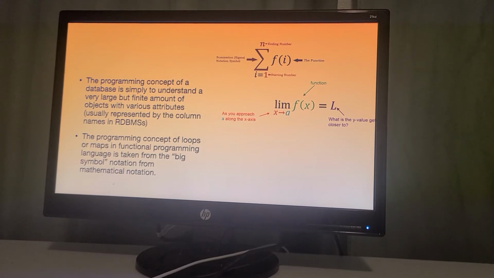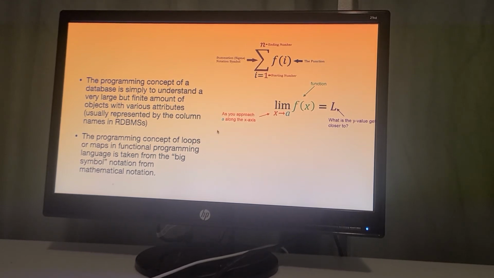The programming concept of loops or maps in functional programming is taken from the big symbol notation from mathematical notation. So the sigma, limit, there are symbols for a product that are the giant P. There's giant AND symbols, giant OR symbols. Almost any operator can be made big and then have an operation be repeated.